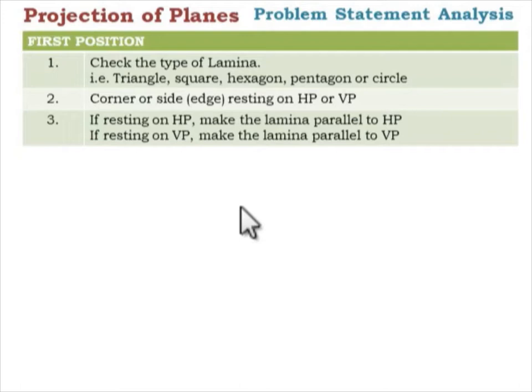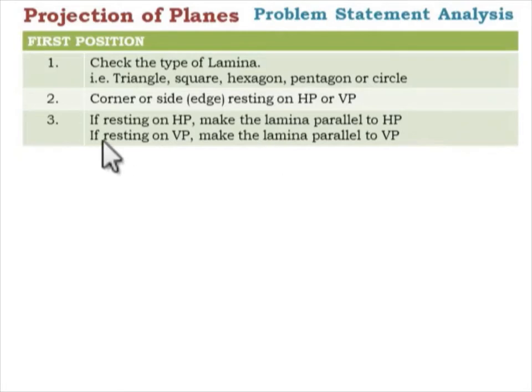The problem statement can be analyzed in 3 steps with respect to the 3 positions. In the first position, we will check which type of lamina is given. That is, whether it is a triangle, square, hexagon, pentagon or circle. Then we will check whether the corner or side of the lamina is resting on HP or VP. If the corner or side is resting on HP, the lamina is made parallel to HP. Means we will draw the true top view.